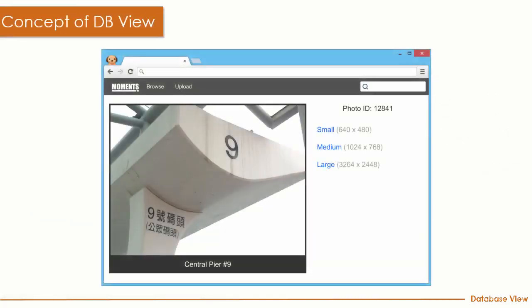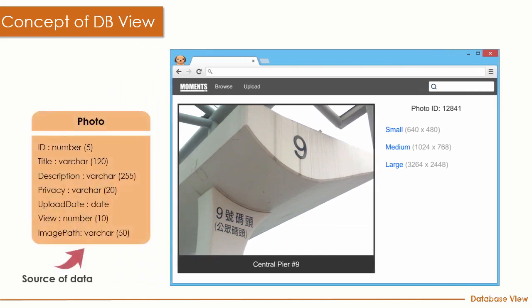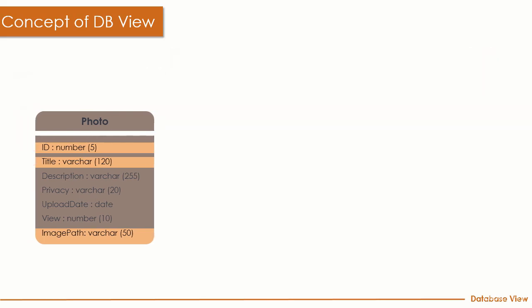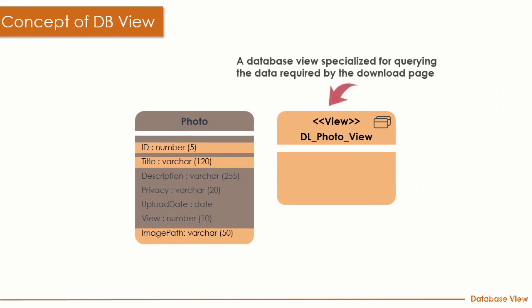Let's talk about the concept of a database view first. Look at this moment in the photo album software we're going to build in this training. We have the photos showing. You can imagine the photos are shown from the photo table, and we just use three columns. The first one is the photo ID. The second one is the title of the photo. And the third one is the photo itself. We just need three columns, so we don't need to query all the columns.